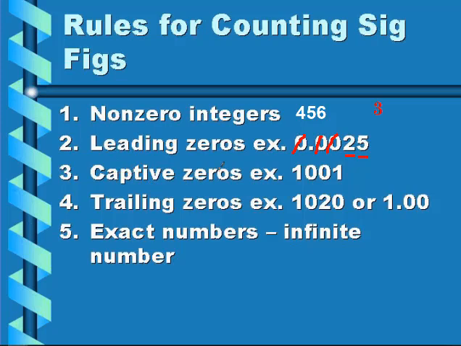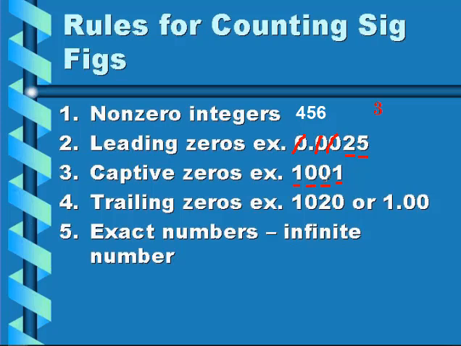The third rule says captive zeros always count. So because the ones are on the outside and the zeros are in between the two ones, those zeros have to count because they're captive. Therefore, this has 4 significant figures.